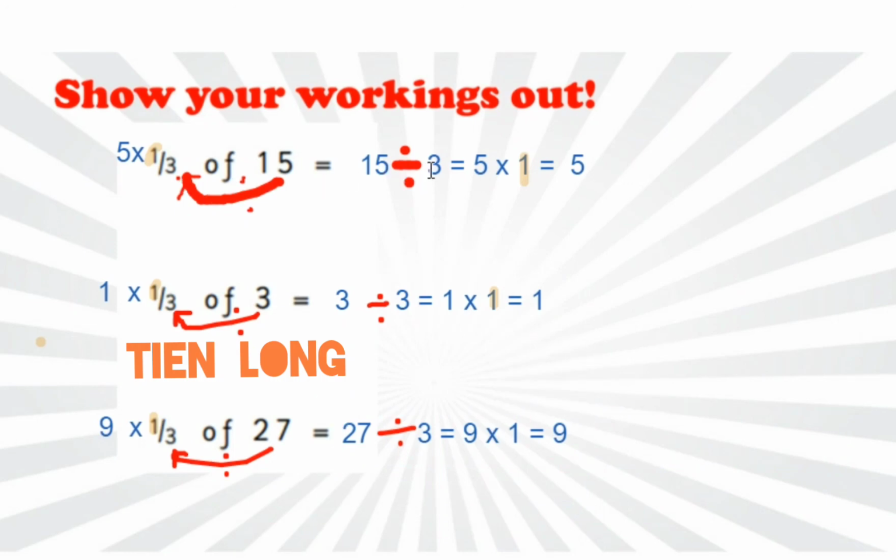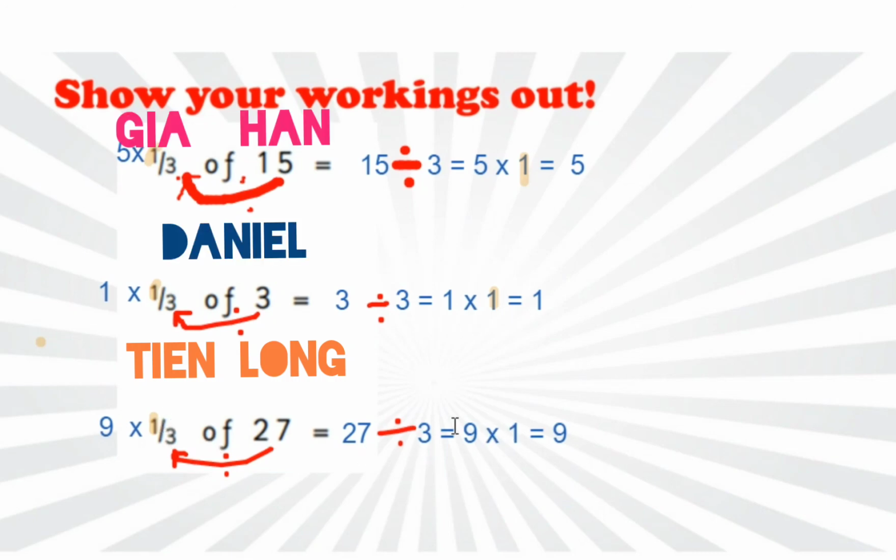Right, so that is what you should have had. 1/3 of 15 equals 15 divided by 3, which is 5, times by 1 equals 5. And then we've got 1/3 of 3. Well, 3 divided by 3 equals 1, times by 1 equals 1. And 1/3 of 27. Well, we do 27 divided by 3, which equals 9, and then multiply by the numerator, which is 1. So 9 times 1 is 9. Okay, so that is what we should have had.